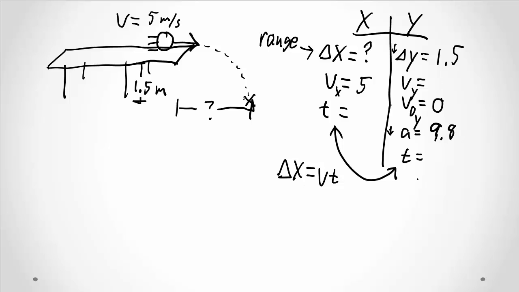On the vertical side, sometimes we will use a number of those constant acceleration equations, but probably like 95% of the time we end up using this equation. Okay.